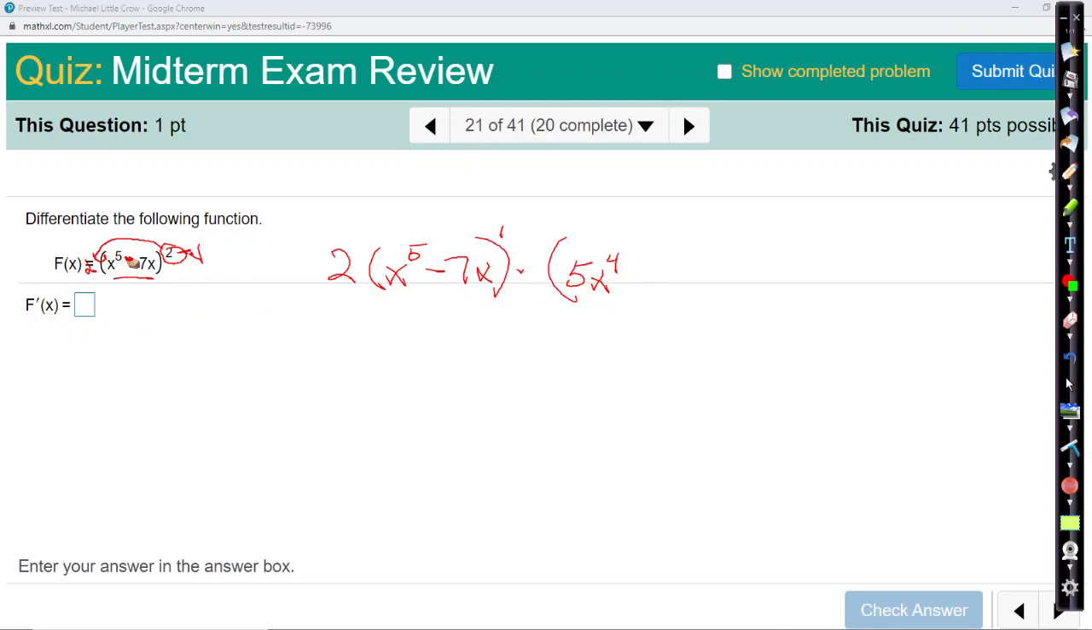5 comes down, subtract 1, you get 4. Second part, there's a 1 up here. The 1 comes down, so 1 times negative 7 is negative 7. Then you get x to the 0, which is 1. So there's our answer. That's the chain rule. Derivative of the inside times the derivative of the outside.